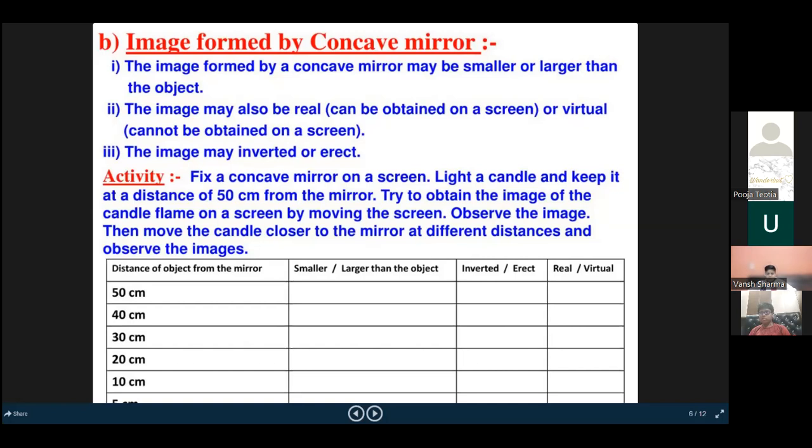How can that be possible? On which thing does it depend? It depends on where the object is placed. The image may be inverted or erect, and can be obtained on a screen or cannot be obtained on a screen. Children, I think I am clear. So what kind of image is formed in a concave mirror depends on where the object is placed. Next one.